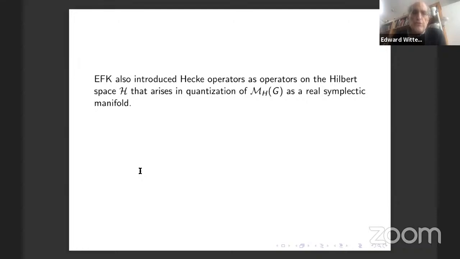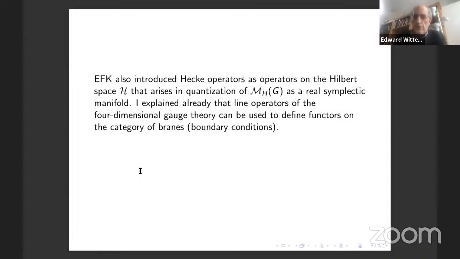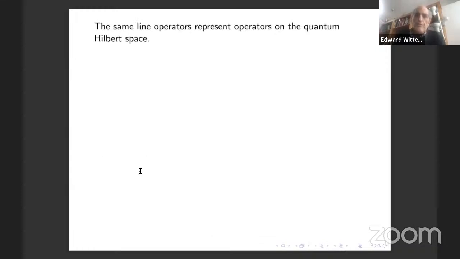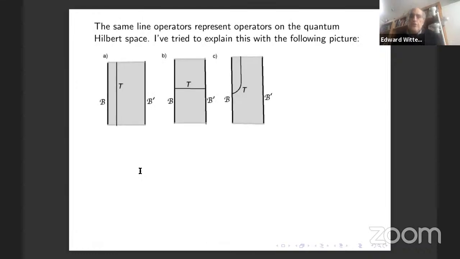Eddinghoff et al. also introduced Hecke operators as operators on the Hilbert space H that arises in quantization of the Higgs bundle moduli space as a real symplectic manifold. So I understand there's a periodic version that was discussed by Maxime, but I can't claim to know anything about that. I explained already that line operators of the four-dimensional theory can be used to define functors on the category of branes. And 't Hooft and Wilson line operators correspond to dual pairs of functors on the A and B model categories. The same line operators can be used to define operators in the ordinary sense of Hilbert space operators on the quantum Hilbert space. I've tried to explain this with the following picture.